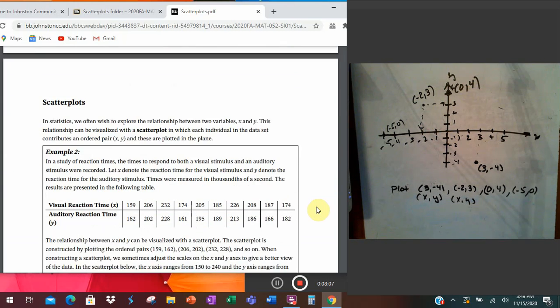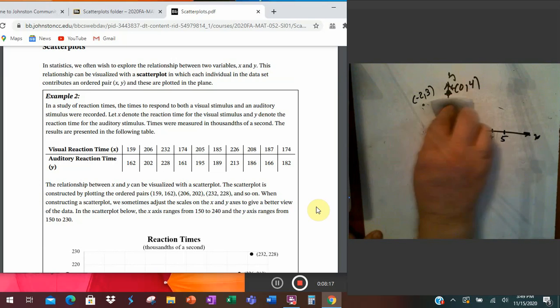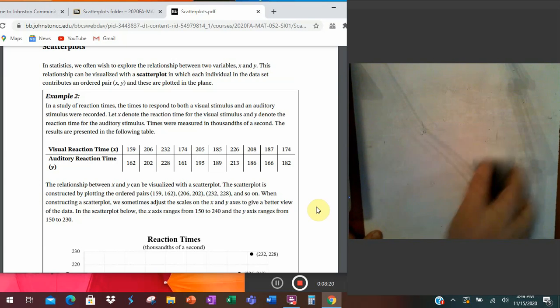Okay. Now what about scatter plots? So scatter plots is the set of data that you have got from your experiment. You run an experiment, and you basically want to put those points on your XY axis.